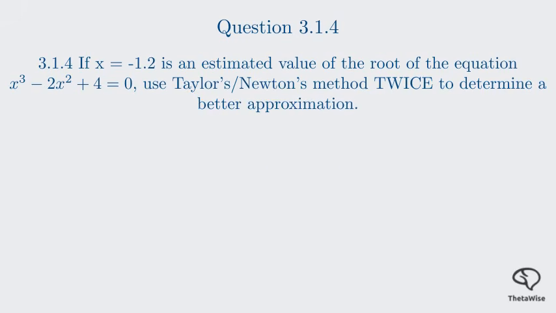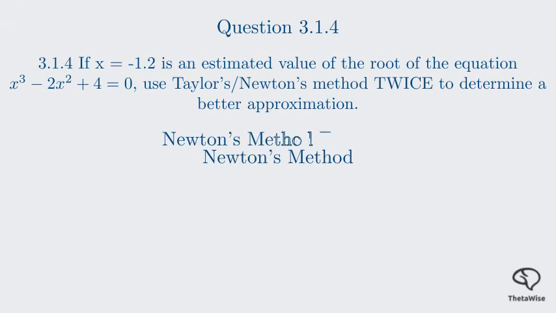decimal places. Newton's method, also known as the Newton-Raphson method, is an iterative process for finding the roots of a real-valued function. The formula for Newton's method is the next approximation, xn plus 1, is equal to the current approximation, xn, minus the function value at that point, f(xn), divided by the derivative at that point, f'(xn). We need to perform this calculation twice. This means we'll find x1 and then x2.